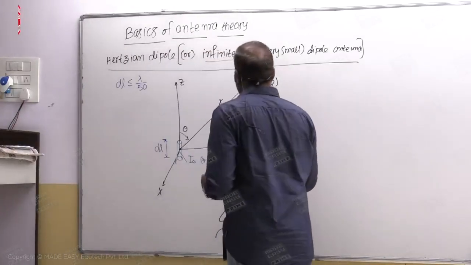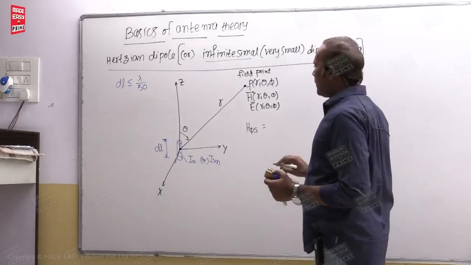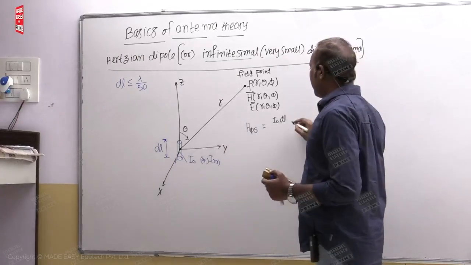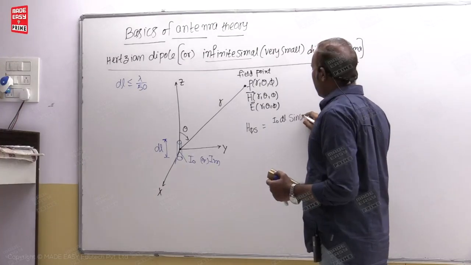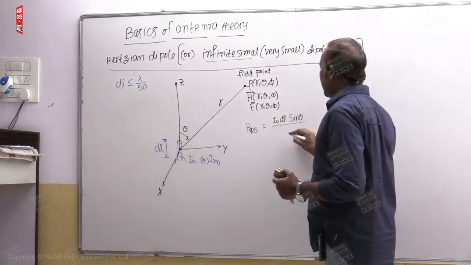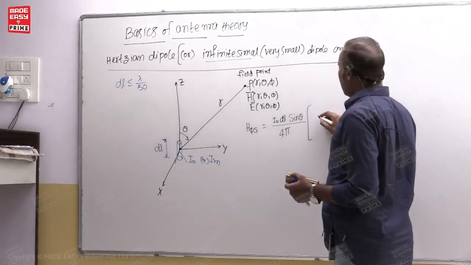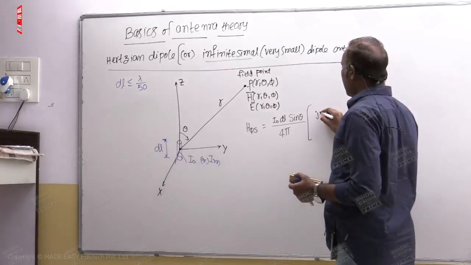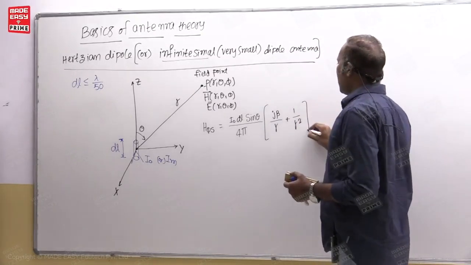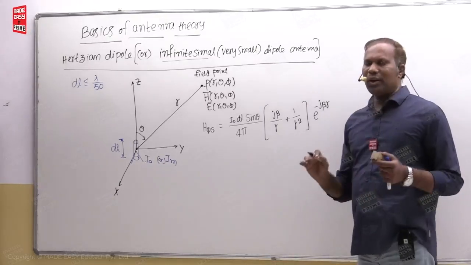So that H phi component, in steady state or otherwise phasor domain, is equal to I naught, that is the current distribution, dl sin theta, theta meaning the angle between the z axis and the line drawn from origin to the field point, divided by 4 pi, you get this one, (j beta by r plus 1 by r square) e power minus j beta r. I did not put this in a box, you are not going to remember this.